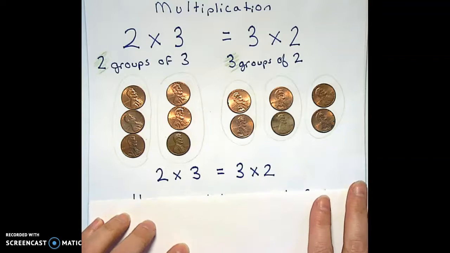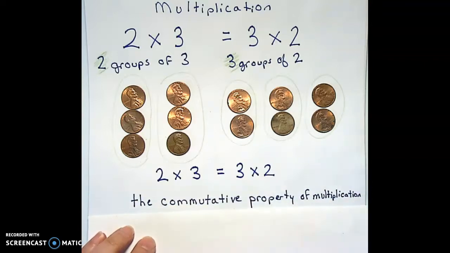The fact that these two are equal is known as the commutative property, which a whole bunch of you have had issues with spelling, so please make sure you spell it correctly. The commutative property, it's just like commuting to and from work or school.